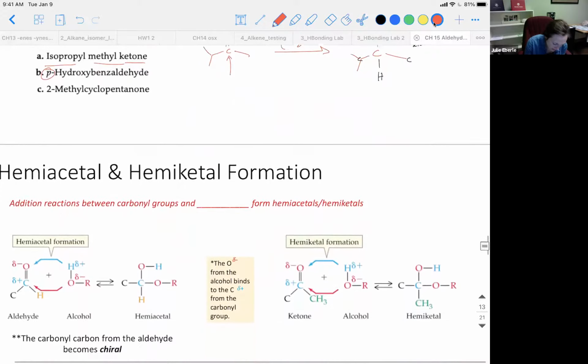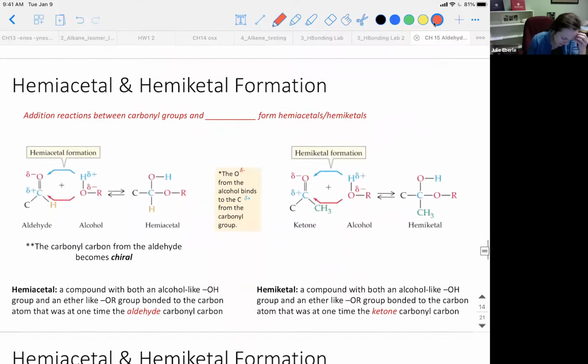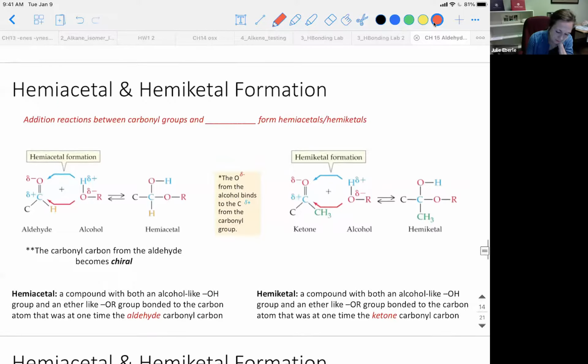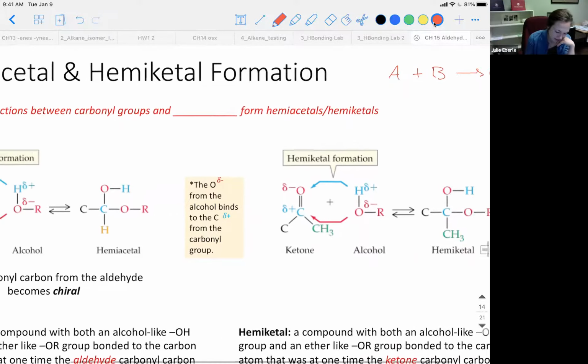Okay. Here are the hardest reactions we're going to get to today. Hemiacetal, hemiketal formation. These are some crazy words. So this is an addition reaction. We've talked about addition reactions. The generalized form is A plus B makes C. So this is what we're doing in a nutshell. It's just going to seem a little more complicated because we're using real biological molecules.